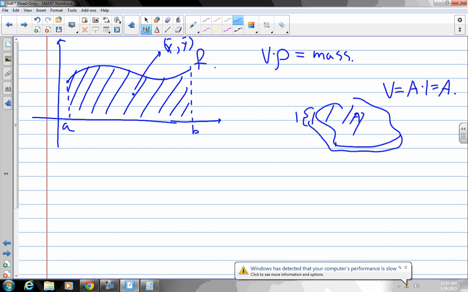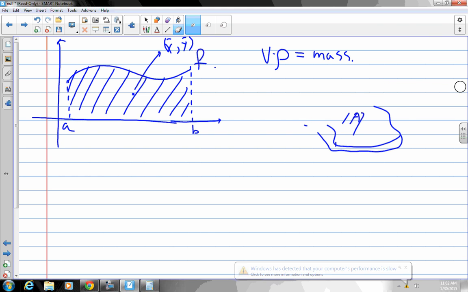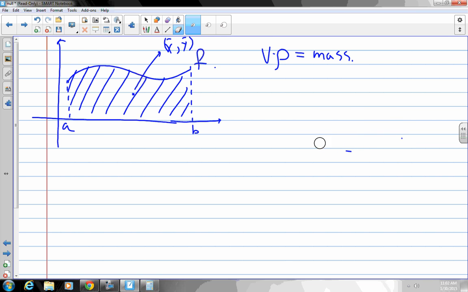We'll just think that the mass of this object will simply be the area under the curve times rho, which is the density of whatever substance we're dealing with. And it's distributed uniformly, just to make the math a little easier. So in this case, we'll just think of mass as the area times the density.